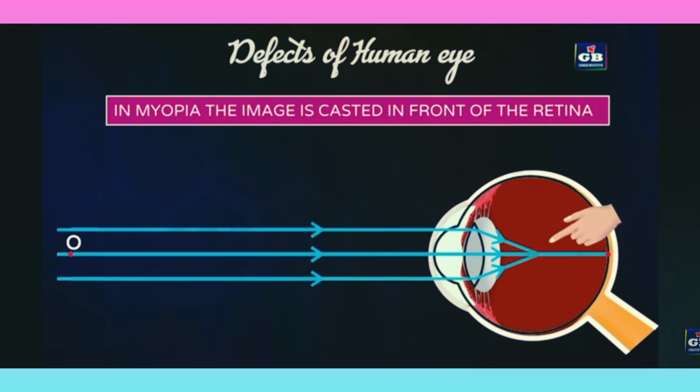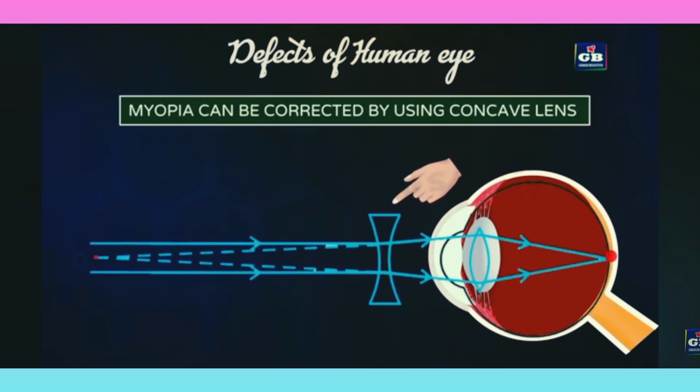Whereas in myopia, the image is casted in front of the retina. That leads to blurry vision. This can be corrected by using a concave lens. It makes the image fall on the retina, so by that, the myopic person can see the far objects clearly.